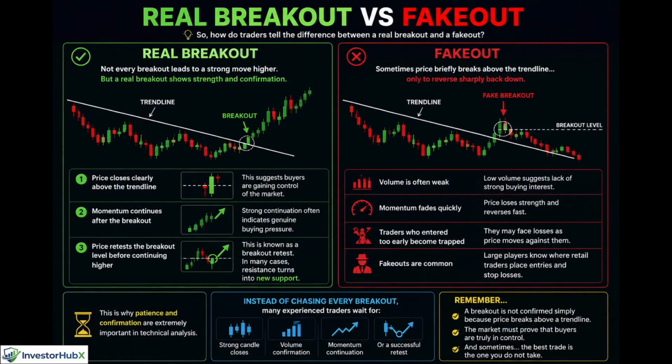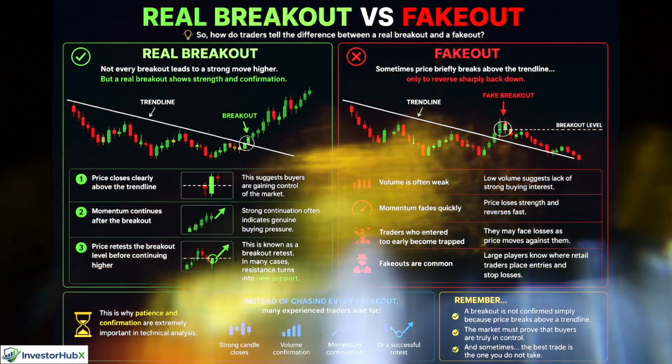So how do traders tell the difference between a real breakout and a fakeout? Not every breakout leads to a strong move higher. Sometimes, price briefly breaks above resistance, only to reverse sharply back down. This is known as a fakeout or a false breakout. A fakeout happens when the market creates the illusion of a breakout and traps traders into entering too early. Many beginners buy immediately when price breaks above a trend line. But experienced traders understand that confirmation is extremely important.